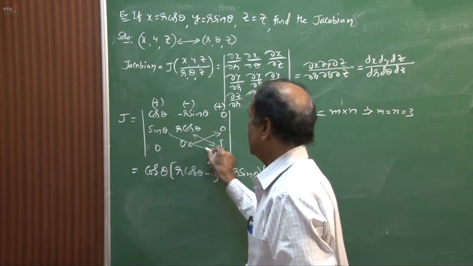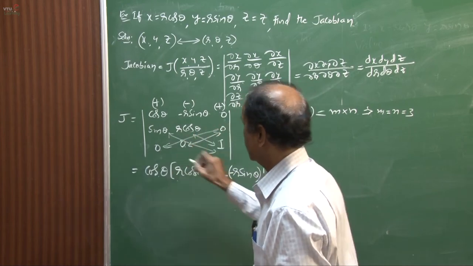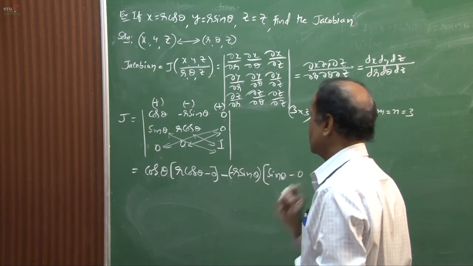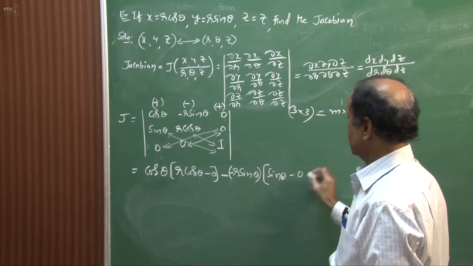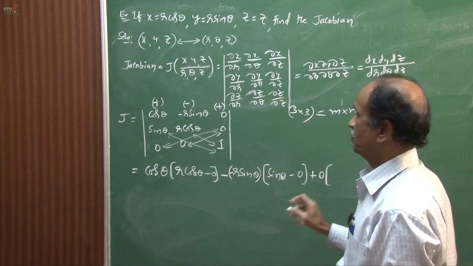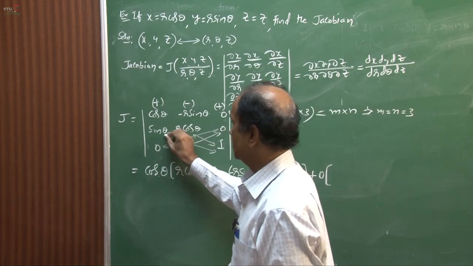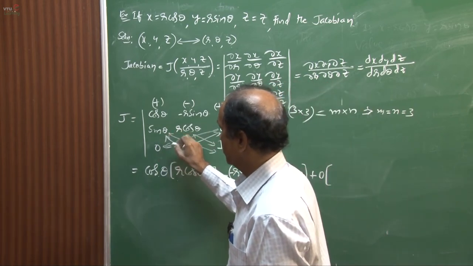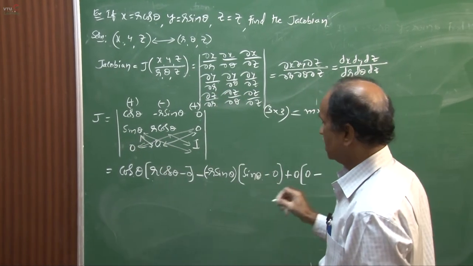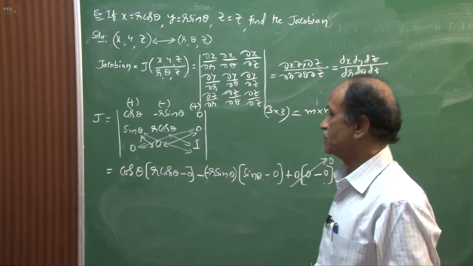Then your multiplication will be between 1 and sin theta and 0 and 0, that is sin theta, and minus of 0. Okay, then this is over now, and plus of 0 into, you have to ignore the last column and first row, then your simplification will be between these two terms, 0 into sin theta, 0 into r cos theta, that is 0. Therefore, the third term completely becomes 0.